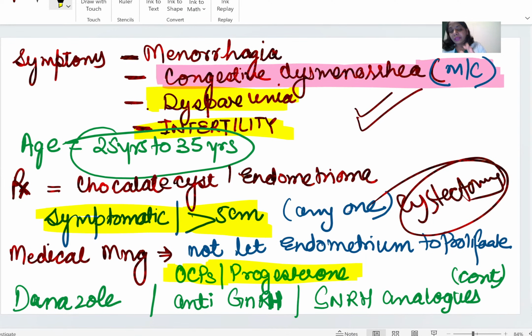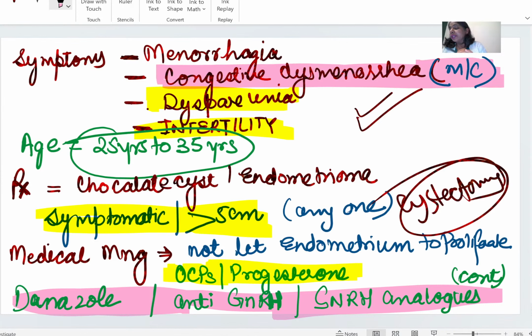So you give it from day one. The other drugs which stop the GnRH release and thereby stop FSH and the estrogen release are danazol and anti-GnRH. If you are giving GnRH analogs, they have to be continuous, not pulsatile. Pulsatile will act like GnRH. Danazol is also anti-GnRH. You can give GnRH antagonist and you can give GnRH analog continuous.